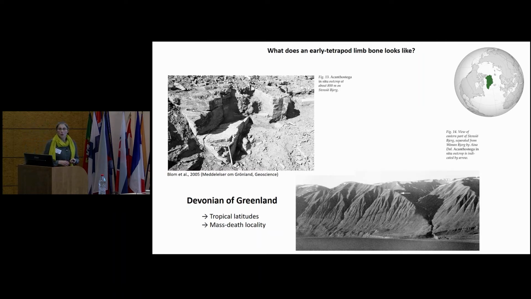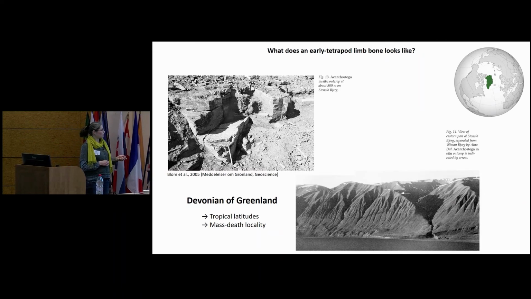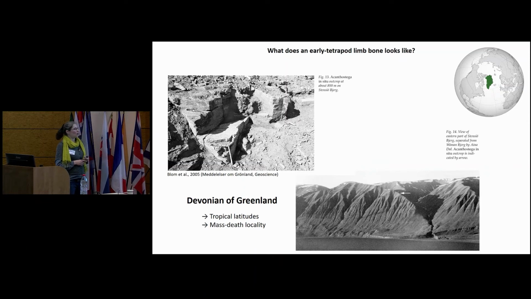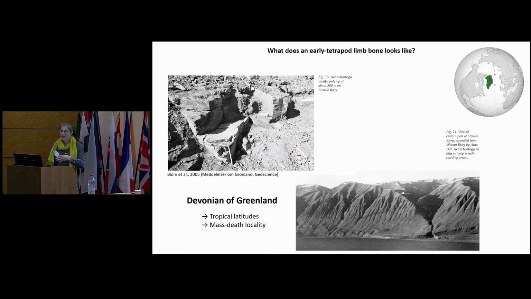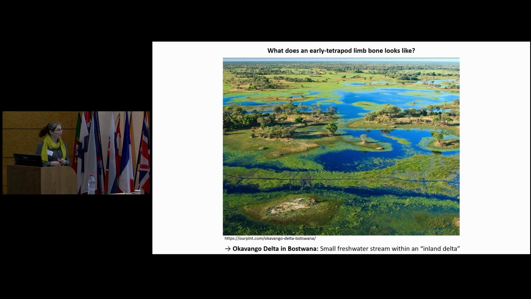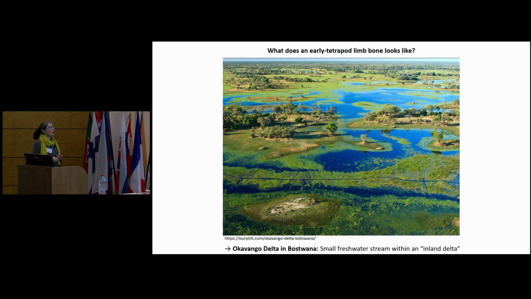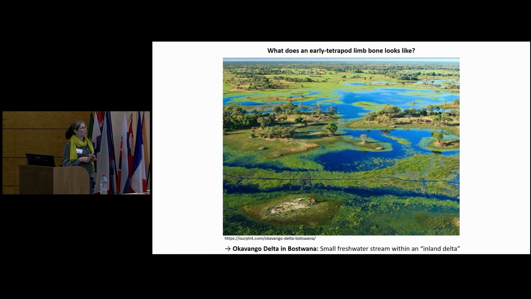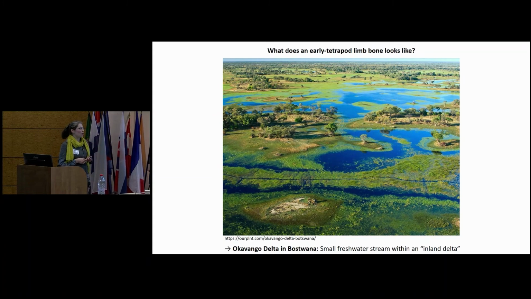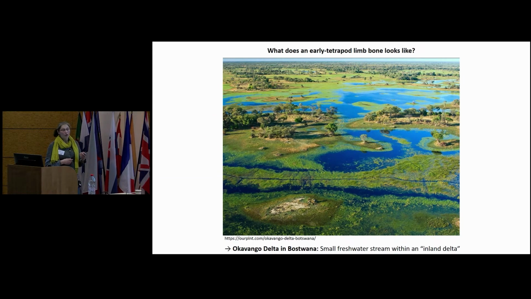And at that time, it was not at all a snowy region, but more a tropical latitude region where you had a mass death locality. So we had several individuals dying at the same time. And just to give you an idea of the environment, that's the Okavango Delta in Botswana. And so this was about the landscape that you could see 360 million years ago in Greenland. So pretty different from what we have today. So you had a small freshwater stream within an inland delta.